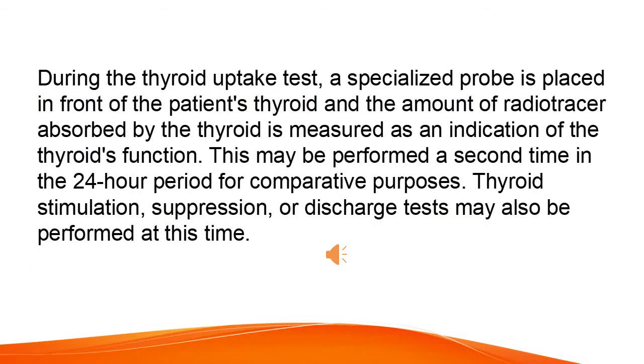During the thyroid uptake test, a specialized probe is placed in front of the patient's thyroid and the amount of radiotracer absorbed by the thyroid is measured as an indication of the thyroid's function. This may be performed a second time in the 24-hour period for comparative purposes. Thyroid stimulation, suppression, or discharge tests may also be performed at this time.